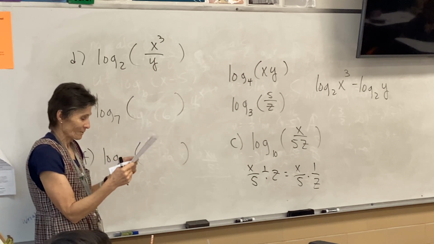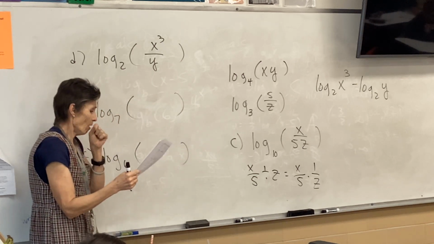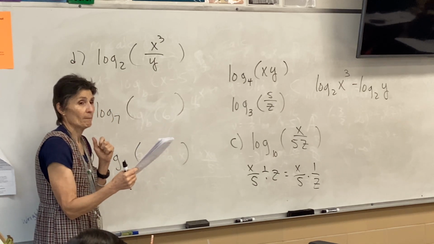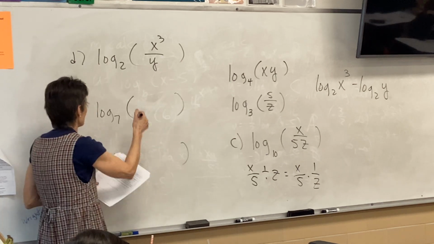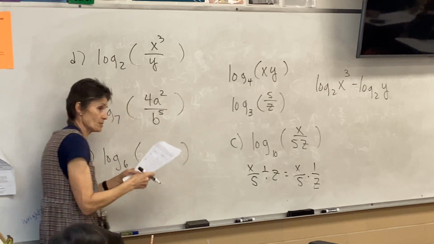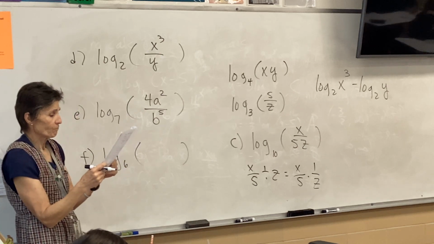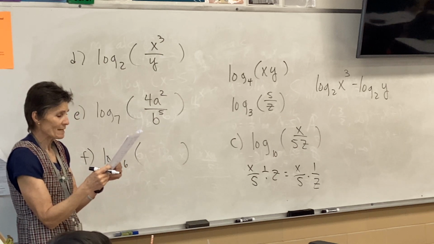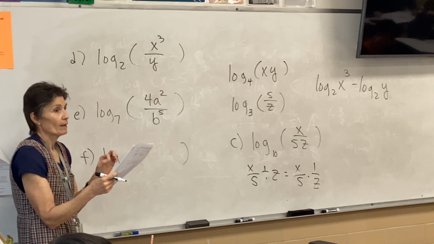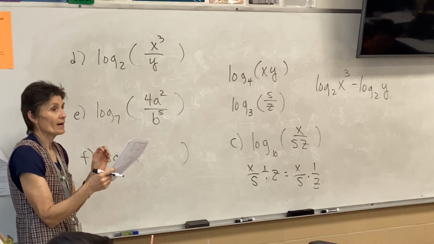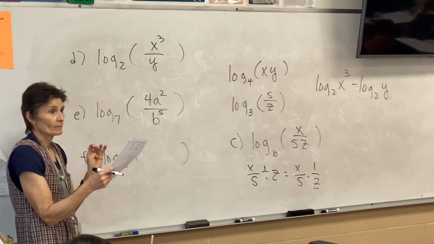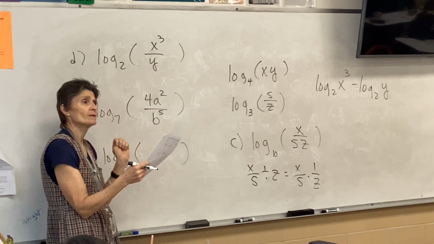All right, anybody think you got E handled? There's a lot going on in E. What'd you come up with? Emily? I got log base 7 and then 4a squared over b to the 5th. All right, let's look at that and see what you think. She has 4a to the second over b to the 5th. Everybody okay with that, Raina? You good with that? She's right. And what about F?